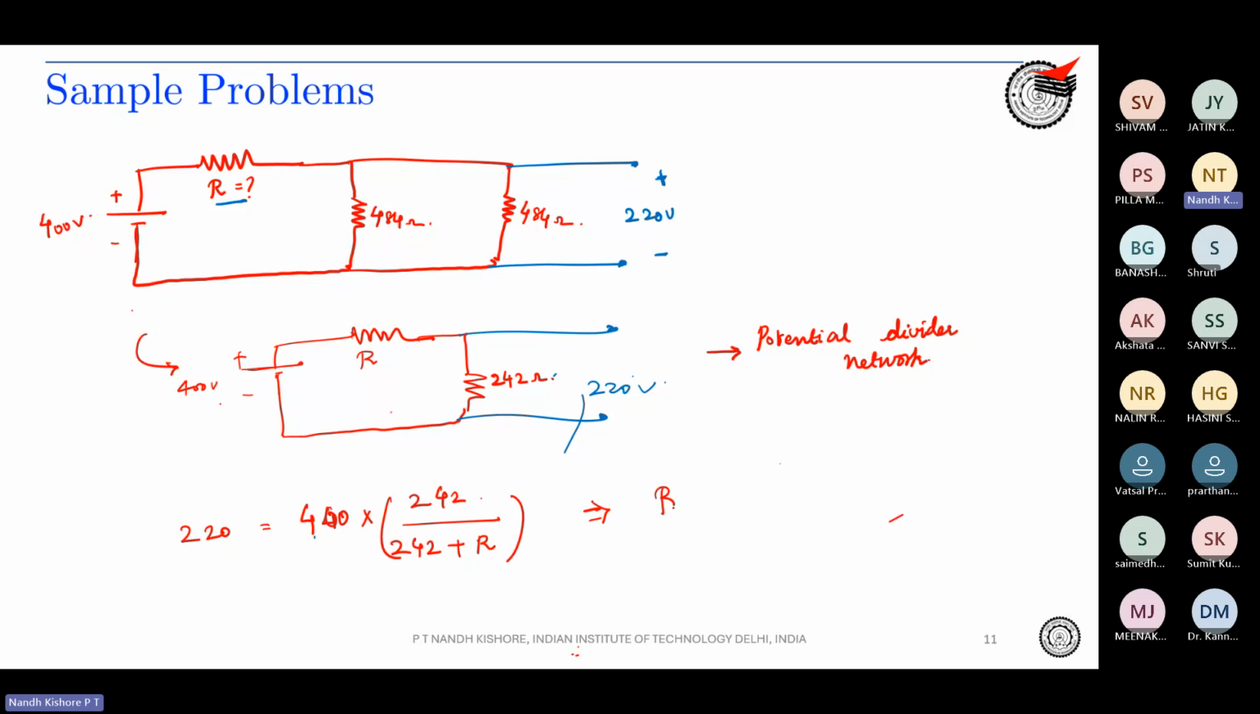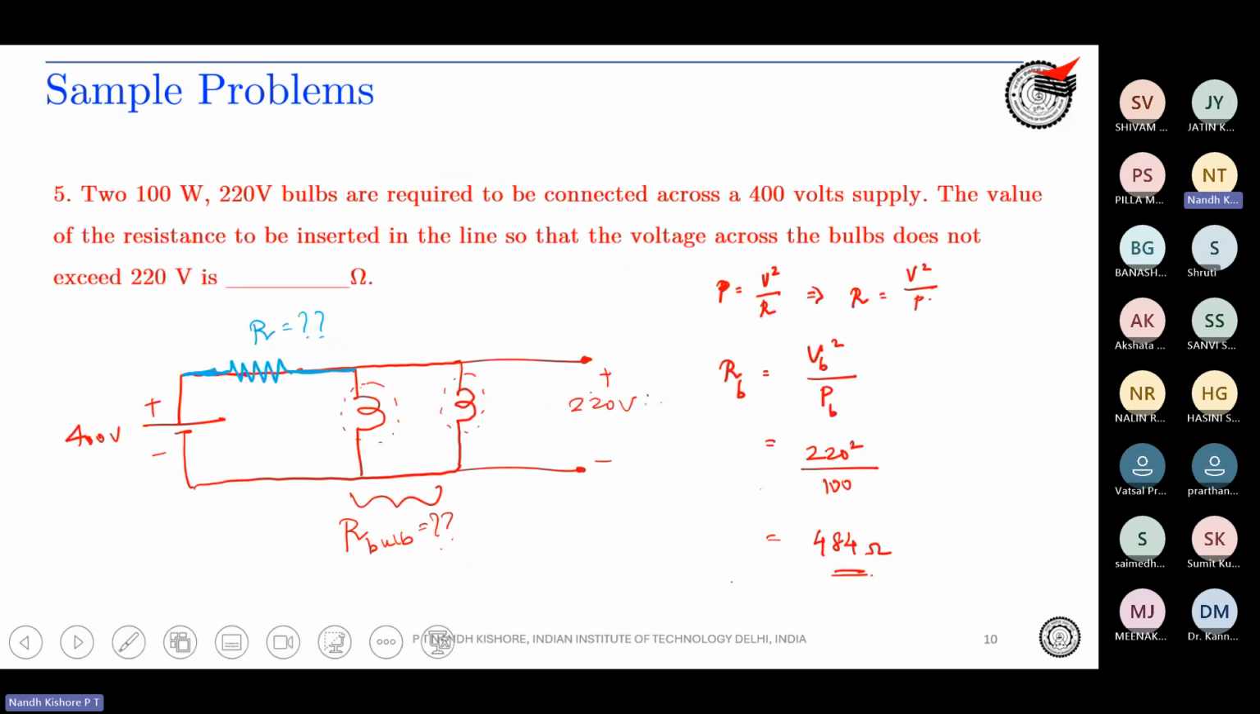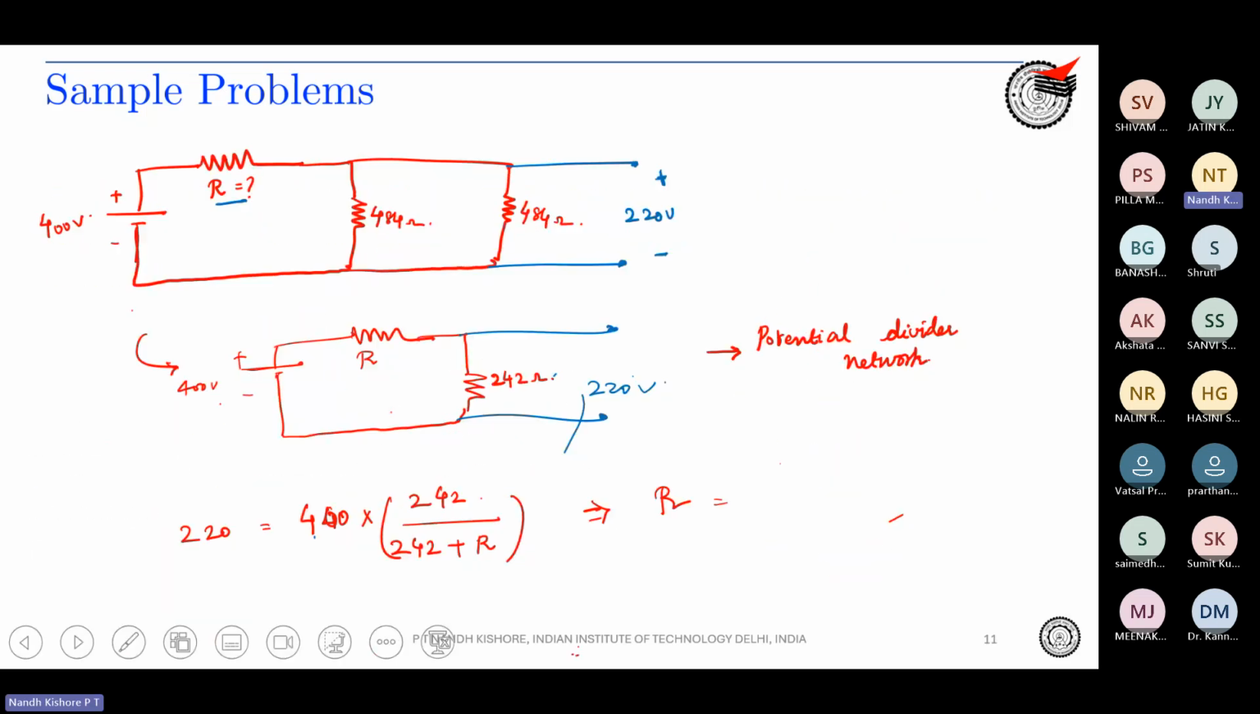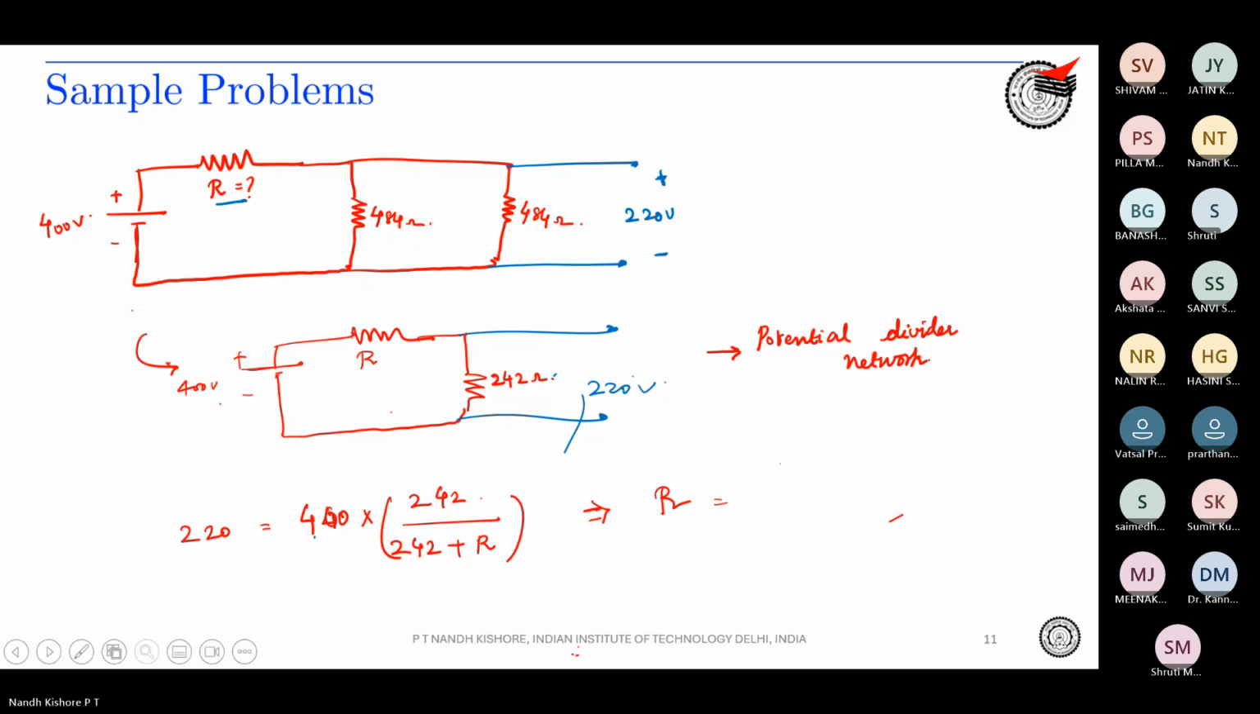Therefore, you can just simplify this and you get what is R. What is the value of R that you will be getting? 242 by 220. I think you will get 198 ohms.